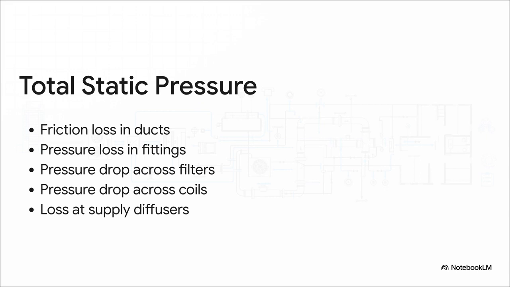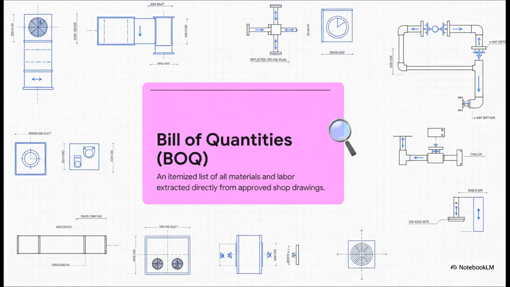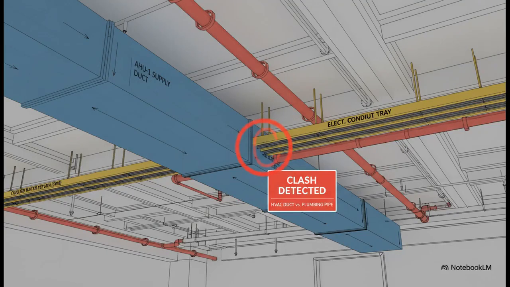This calculation is what tells us if our fan is actually powerful enough to do the job. Once our drawings are locked in and approved, we can finally generate the bill of quantities, the BOQ. And this is a perfect example of how one step depends entirely on the last. The BOQ, which lists every single nut, bolt, and piece of ductwork, is pulled directly from those approved shop drawings. It's simple. You can't have an accurate BOQ without an accurate, coordinated drawing. Period. And before a single piece of metal is cut, we have to coordinate.